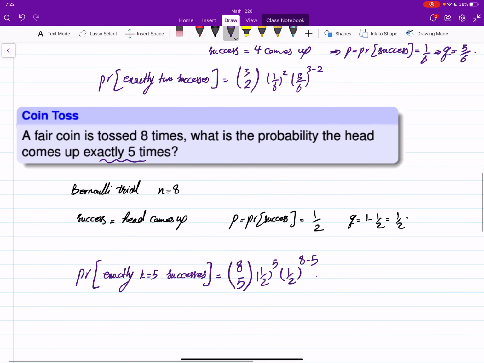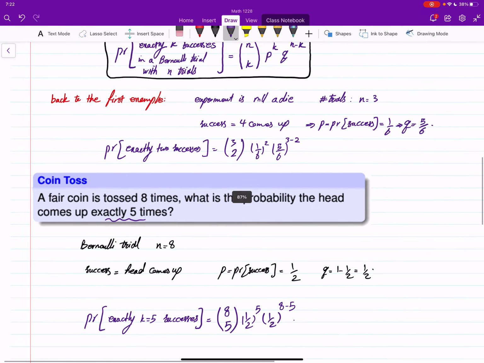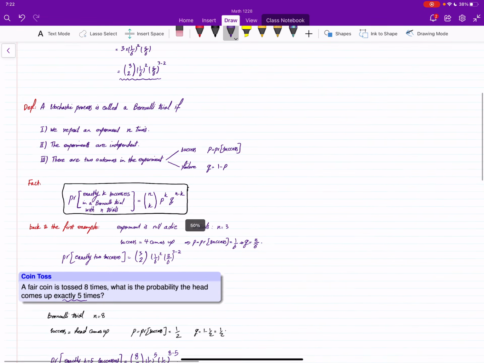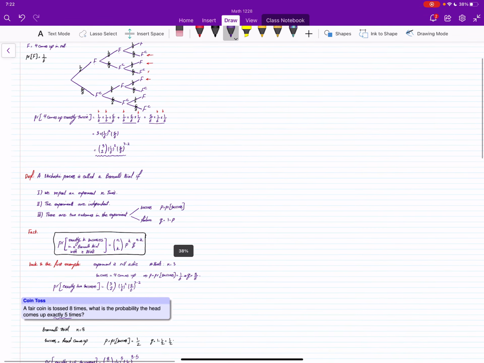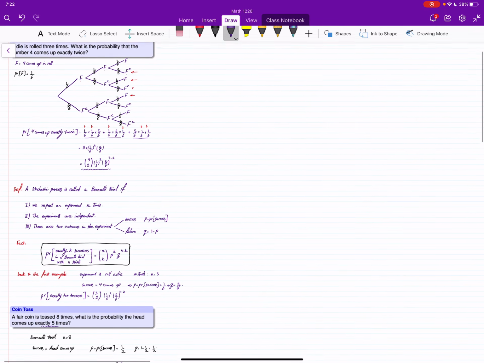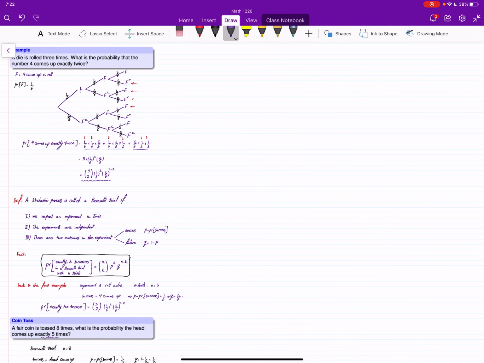Okay. So that is what a Bernoulli trial means, and the boxed formula is what you need to know to be able to evaluate the probabilities related to Bernoulli trials.